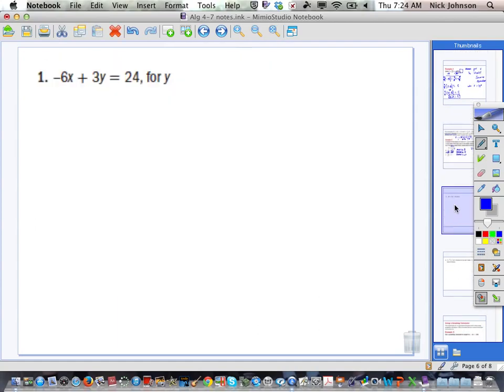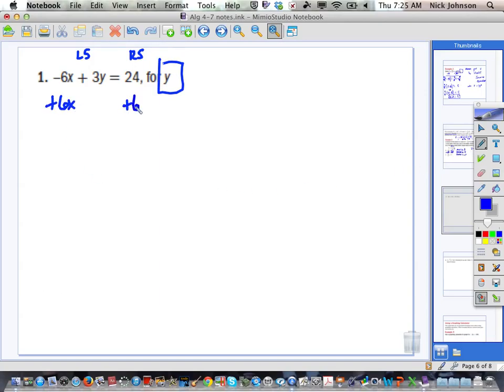So number 1 says negative 6x plus 3y is equal to 24. And they want us to solve for y. That means get y by itself. Well, where's my y at? Well, my y is on the left side. Okay? So everything else needs to be moved to the right side. So the first thing I've got to do is get rid of this negative 6x. The inverse of subtracting 6x is adding 6x.